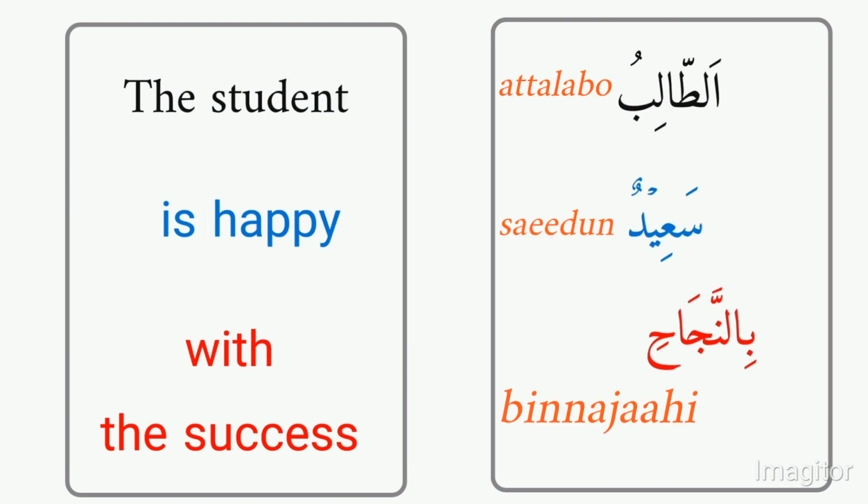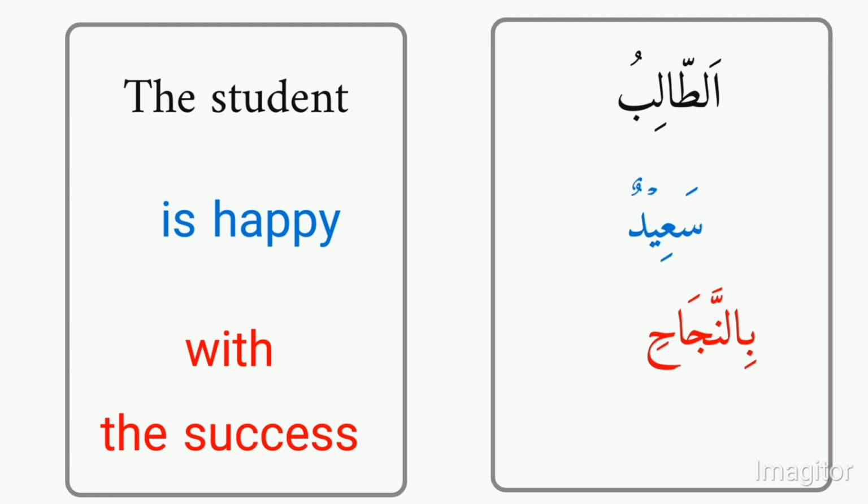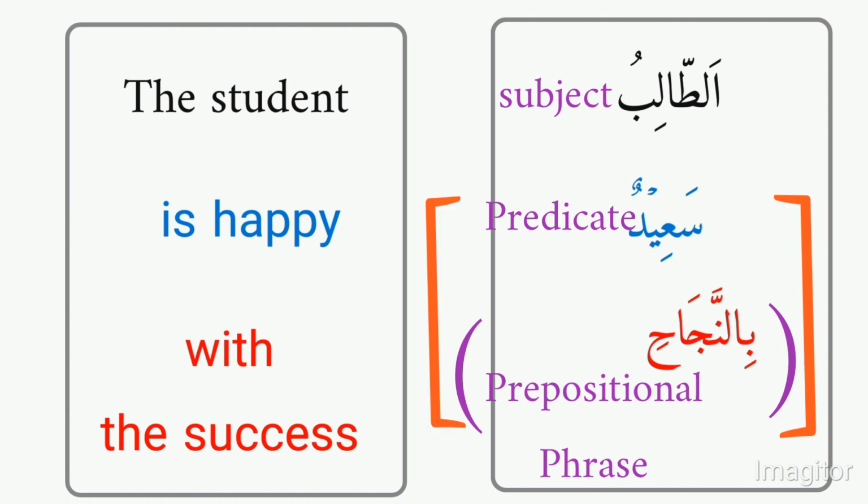الطالب سعيد بالنجاح. Meaning, the student is happy with the result. الطالب is the subject, being definite. سعيد بالنجاح is the predicate, consisting of an adjective and a prepositional phrase.